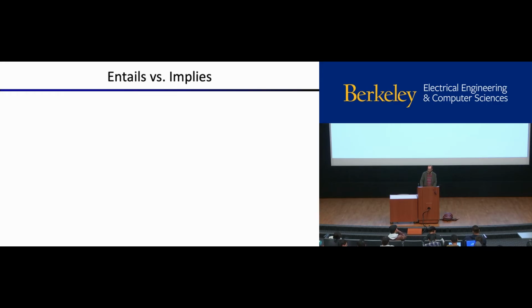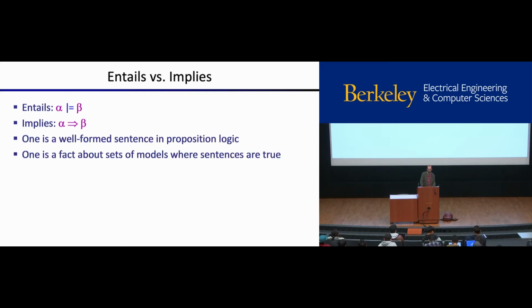Okay. There is a common confusion that I've heard has come up in past years, which is about the difference between entails and implies. So I've put in a slide about that. This is entails. This is how we write entails. Alpha entails beta. This is alpha implies beta.